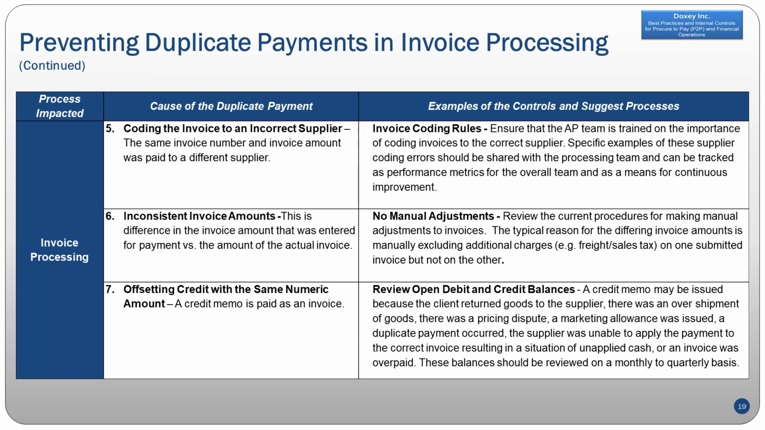Number 6 is inconsistent invoice amounts. And this is going to be the difference in the amount that was entered for payment versus the amount of the actual invoice. And what we suggest is have a business rule or policy that there are no manual adjustments to invoices, and make sure that those are understood and reinforced. Sometimes you can allow a tolerance, but that would be established again by you and your finance team. But there should be really no manual adjustments, particularly for any significant amount.